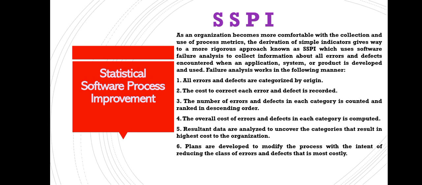The failure analysis works in the following manner. In order to assess the failure, we need to analyze the failure work related to any project. For that reason, the points are listed below. The first analysis work is we need to categorize all the errors and defects from the origin whenever the project is started, so that the categorization of all errors and defects is identified.